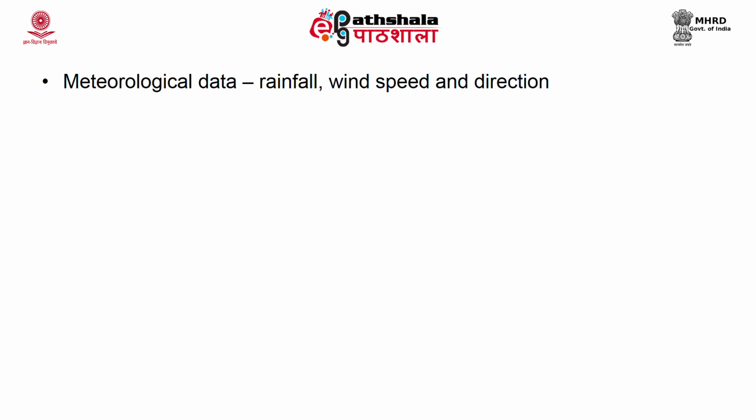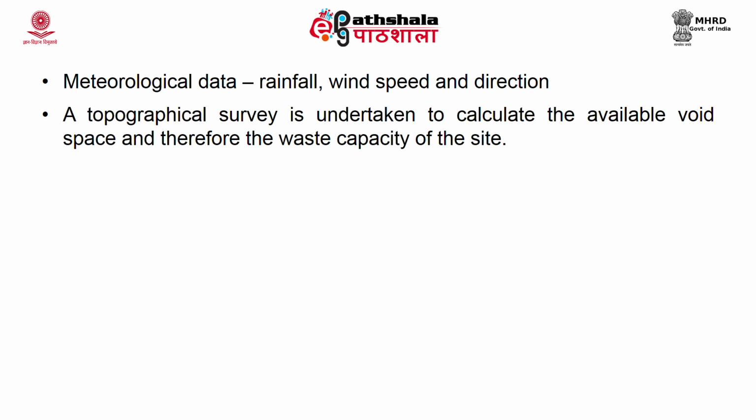Next, you also should consider the meteorological data: the amount of precipitation in that particular area, or the amount of rainfall the place gets every year. You should also consider the wind speed and its direction and other data. When you select a site, you should also perform a topographic survey. This survey will help you determine the slope, the elevation, and whether the terrain is rugged or undulated. A topographical survey is undertaken to calculate the available void space and therefore the waste capacity of the site.